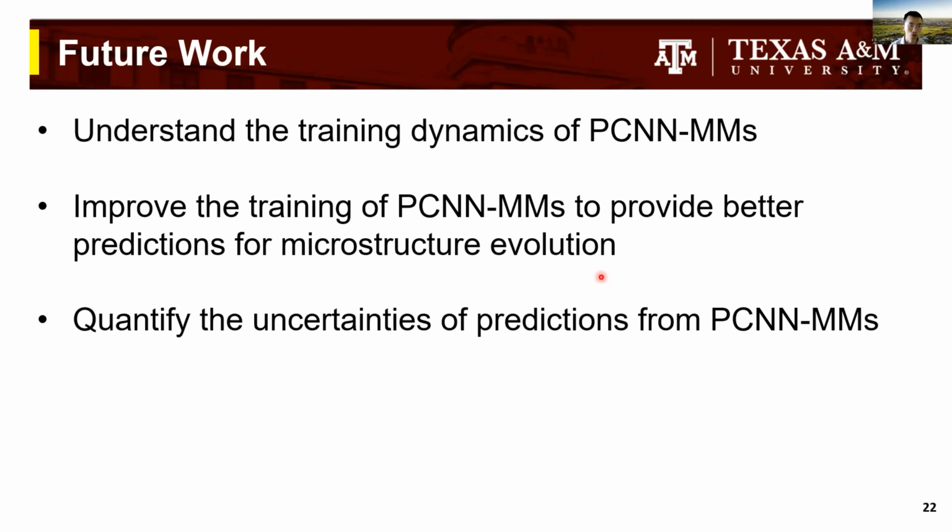And we also want to develop a new training method for PINNs, so that it can solve the Allen-Cahn and the Cahn-Hilliard equations better, because I'm mainly interested in this microstructure evolution problem. And we also want to quantify the uncertainty of the prediction from the physical constraint neural network and Minimax PINN.